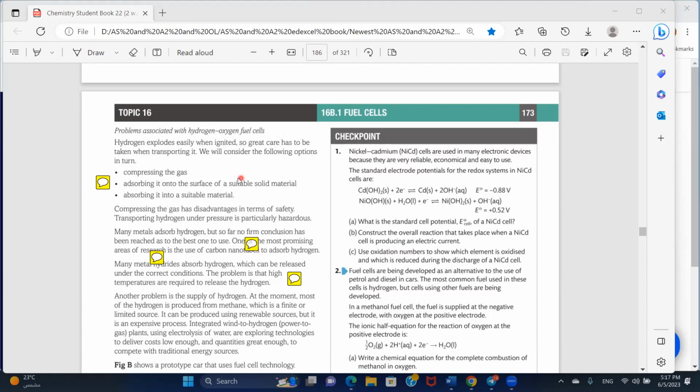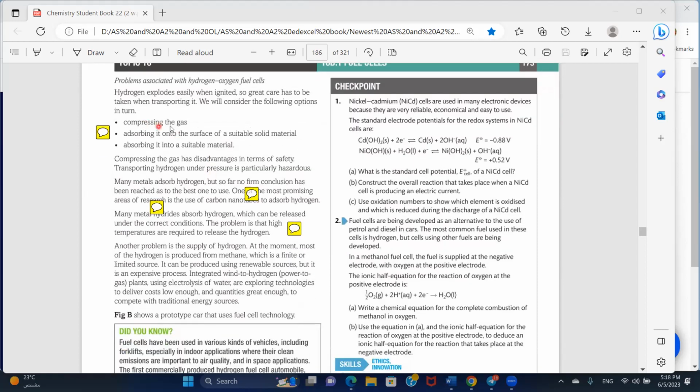So scientists tried other methods in order to use hydrogen as a fuel. They used adsorbing of the hydrogen onto the surface of suitable solid materials. Adsorbing means that the hydrogen will be adsorbed on the surface of certain solid materials. But of course, when hydrogen is adsorbed on a surface, it needs to be heated so as to leave the surface of this solid material, and as we know, heating the hydrogen is not safe.